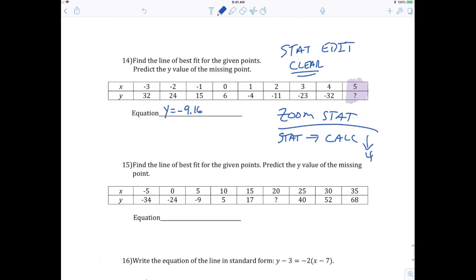Negative 9, keep going, and then plus 5.46. Ben, is that good? Tell me where you're at right now. Okay, Zoom Stat. Zoom 9. Good.